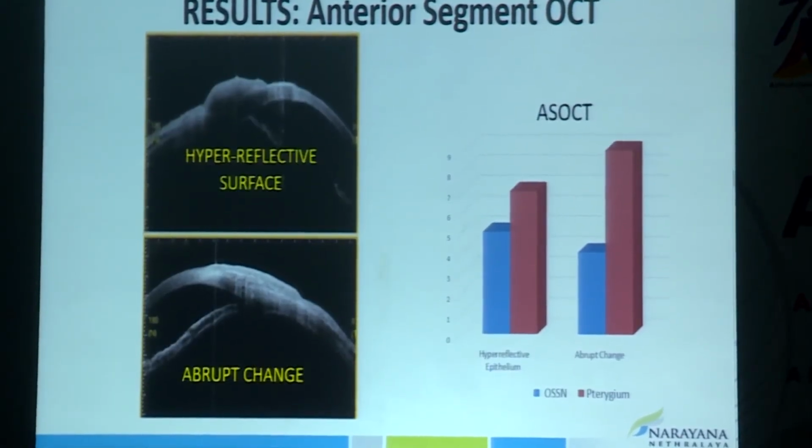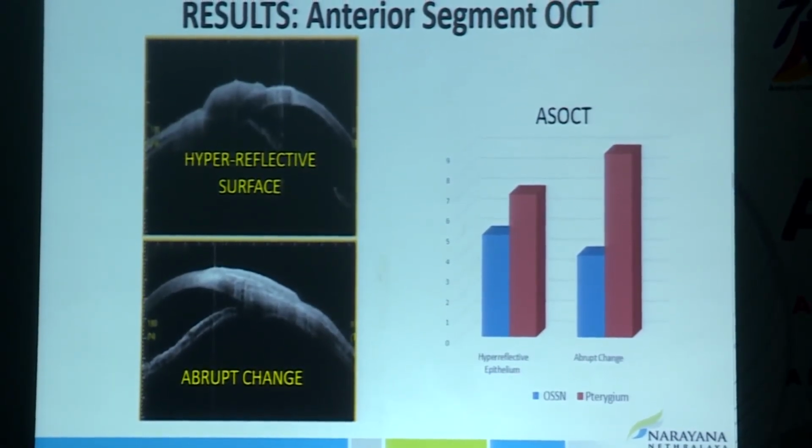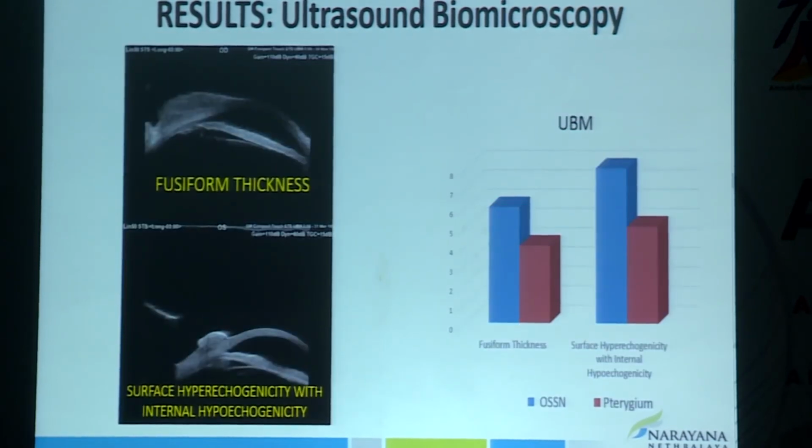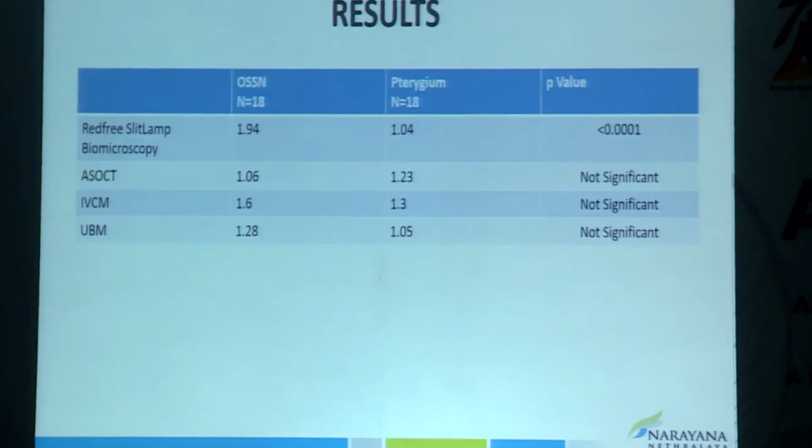and on anterior segment optical coherence tomography, pterygium showed a better scoring than OSSN, but it was not statistically significant. Again, on ultrasound biomicroscopy, OSSN showed a better scoring than pterygium, but it was not statistically significant. We observed that only on red-free slit lamp biomicroscopy there was a statistically significant difference between OSSN and pterygium.